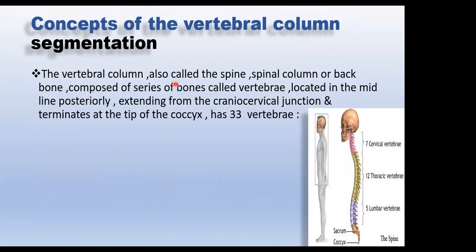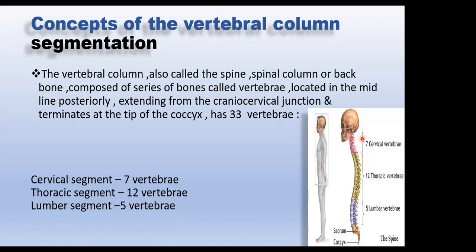The vertebral column, also called the spine, spinal column, or backbone, is composed of a series of bones called vertebrae, located in the midline, posteriorly, extending from the craniocervical junction and terminating at the coccyx. It consists of 33 vertebrae divided into 5 segments.